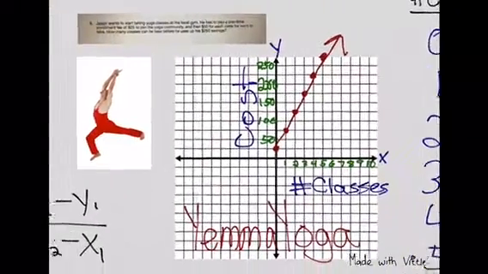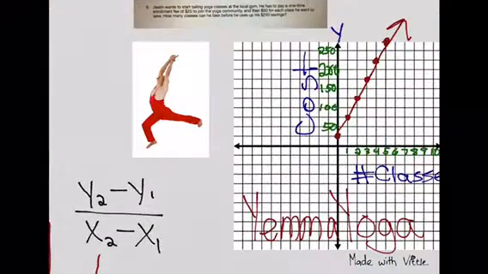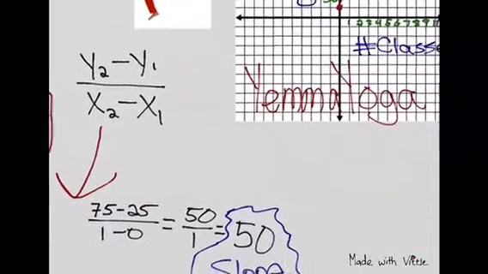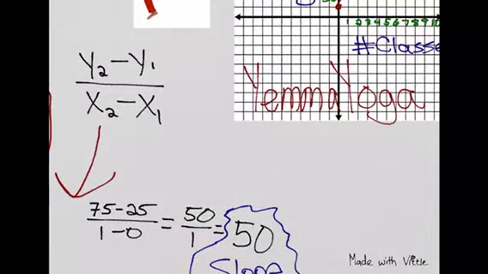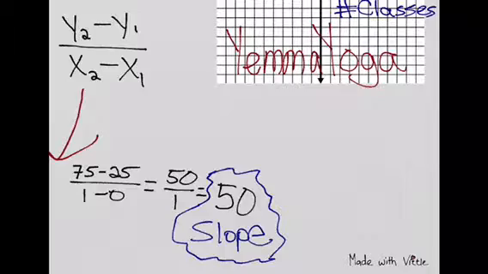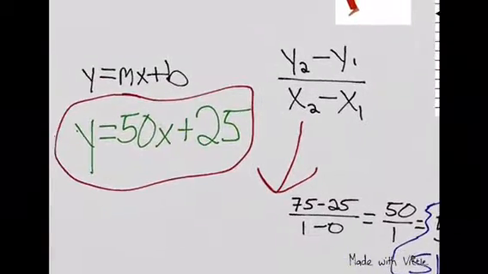Last, I took the information from the data table and I plugged it into the formulas that we know. I first plugged 2 points into the slope formula and figured out that my slope was 50. Next, I took all of my information and plugged it into the equation for a line. Y equals 50x plus 25, where 25 is the starting cost at the y-intercept and 50 is the increase in cost per class.